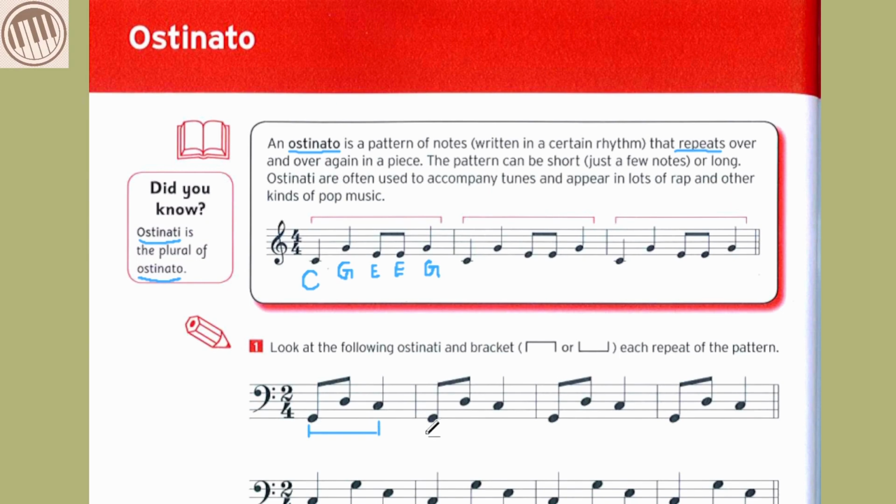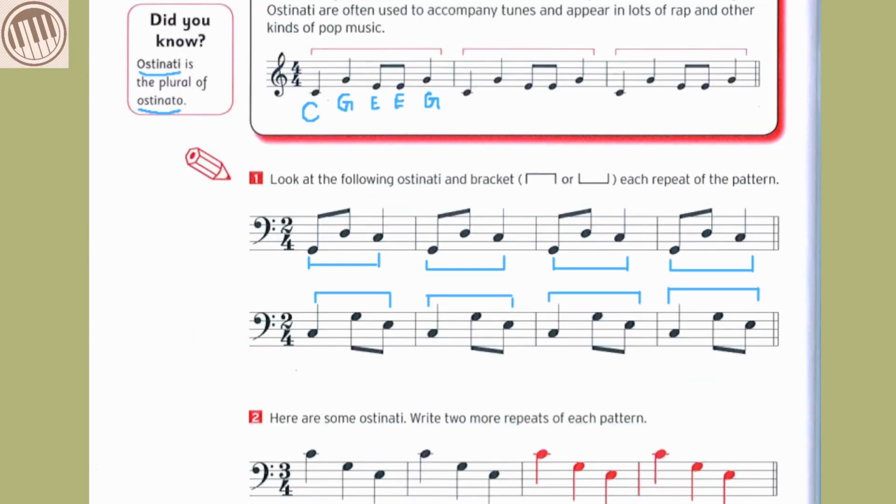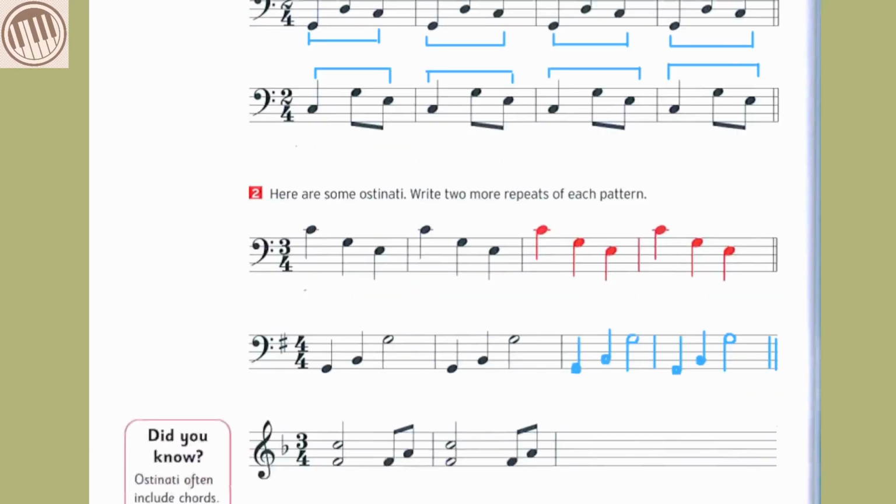You can bracket them above or below, both will be correct. And on the second question, I have to repeat 2 more bars of each pattern of these ostinati. So first you can draw the bar lines and then write out the notes. I think you can complete the answers of the following 2 questions on page 40.